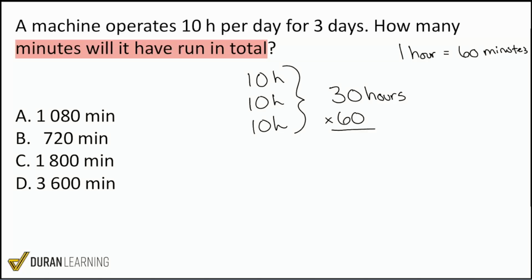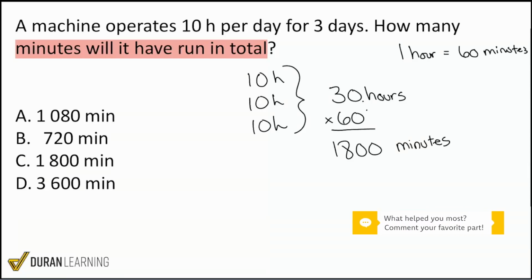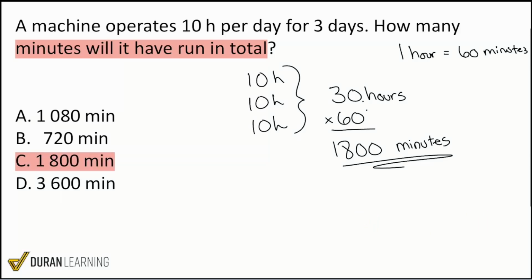All we got to focus on is the 3 times the 6, because that's going to be 18. Then we tack on these 2 zeros, boom, and we have 1800 minutes. And there we are, my party people. That is answer choice C as the correct answer.